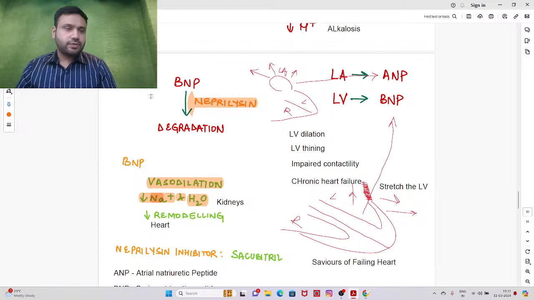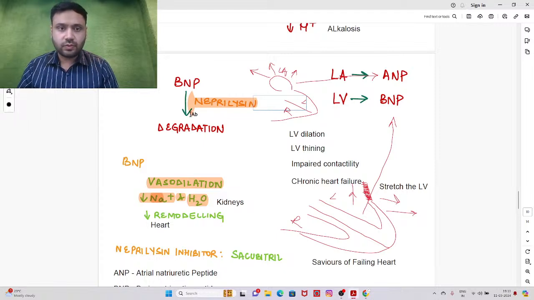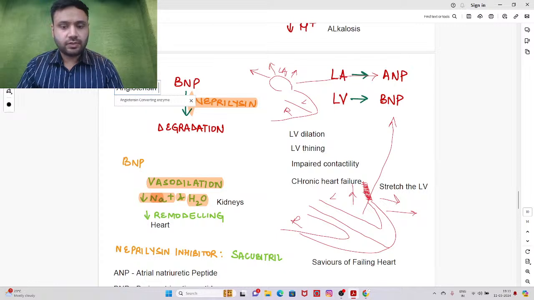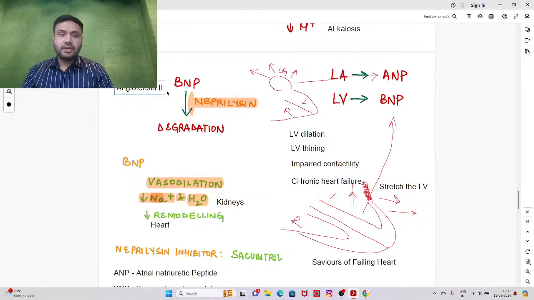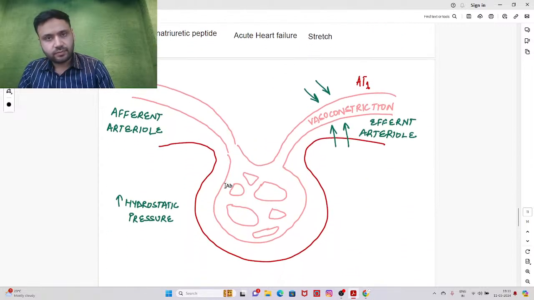There is one more important point: neprilysin also degrades angiotensin 2. Yes, it is important. We'll discuss the relevance of this once we discuss drugs. So let's move on to the next slide.